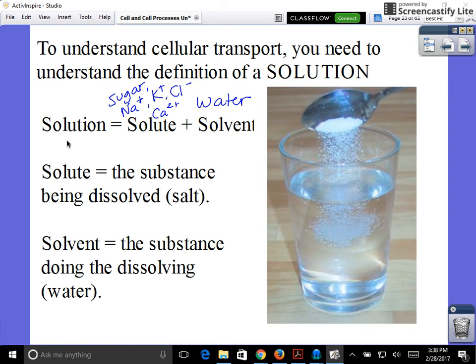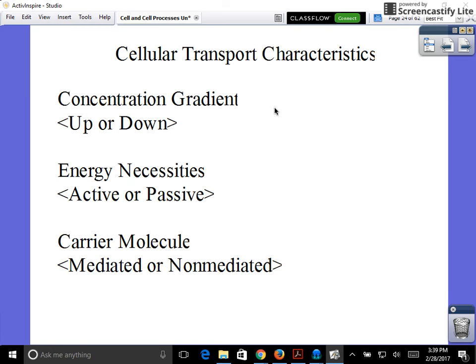When we get to this word solution, a solution is made up of a solute and a solvent. So typically our solvent is water. Solutes could be things like sugar, potassium, sodium, calcium. The other three things to keep in mind as we talk about the four types of transport, there's three different characteristics: the concentration gradient, energy necessities, and carrier molecules.